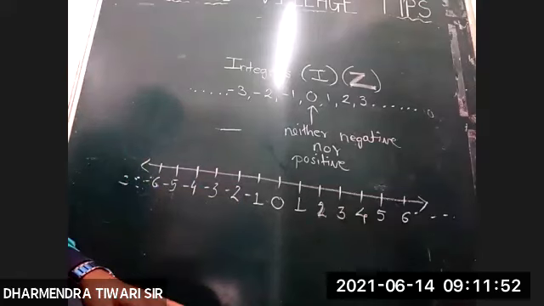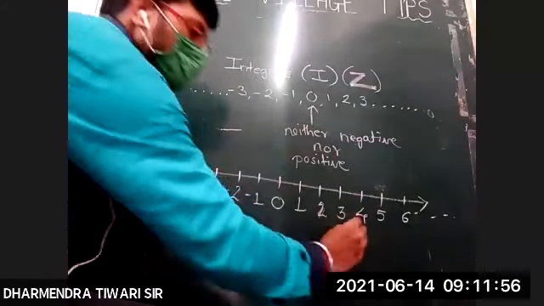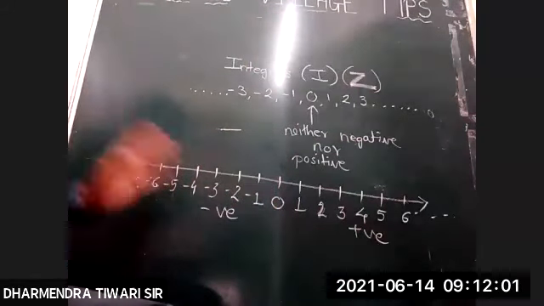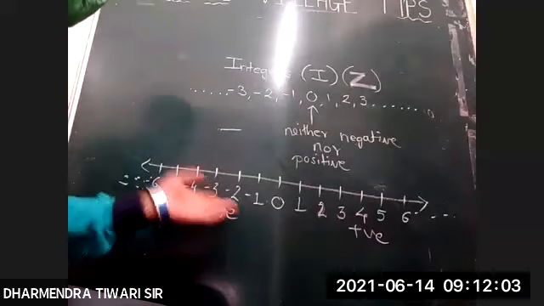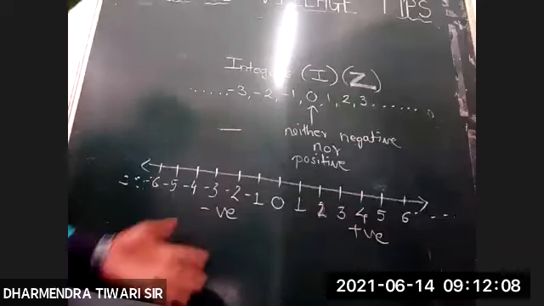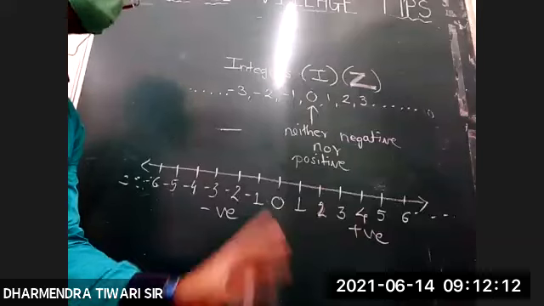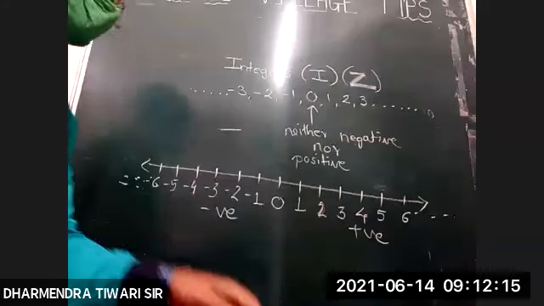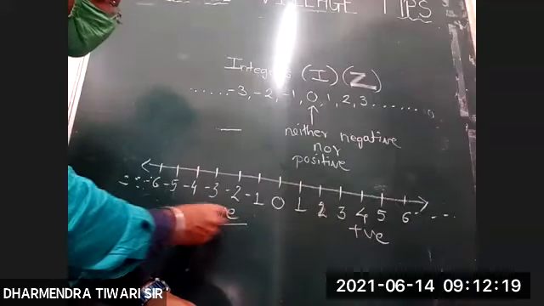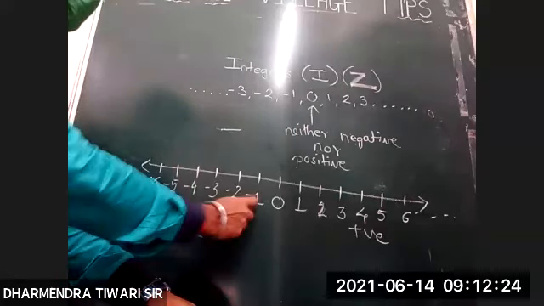Now you can see that zero has divided the whole number line into two parts. That is the positive side, and this is the negative side. The positive side is called the right hand side, and the negative side is called the left hand side of the number line. Any number present on the left hand side, suppose I am selecting -1, so any number that I select from the left hand side of -1 will always be less than -1.